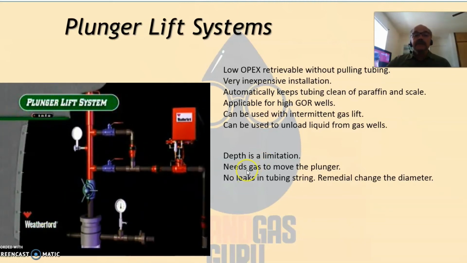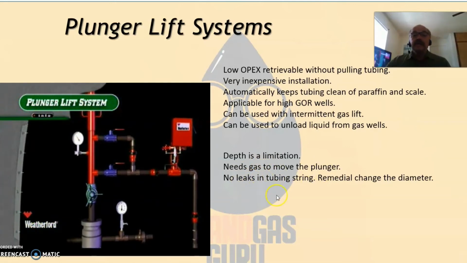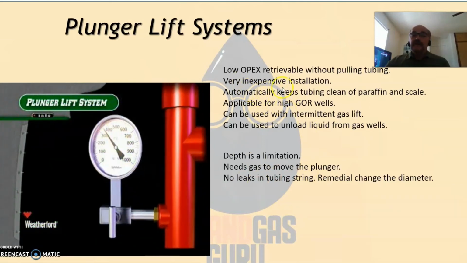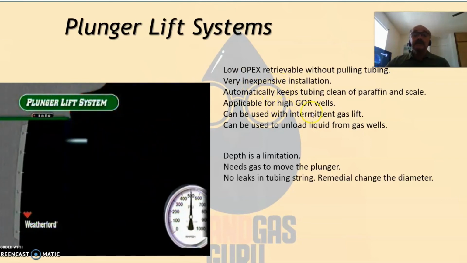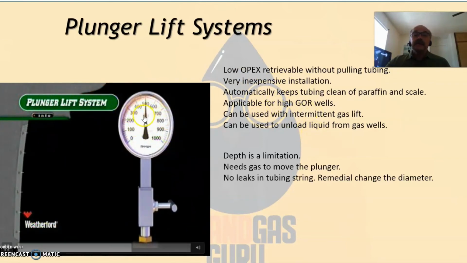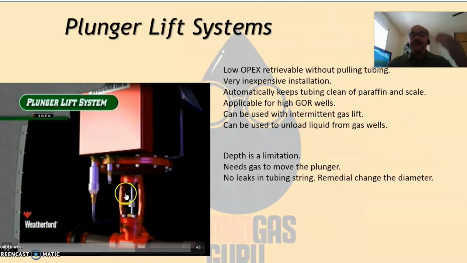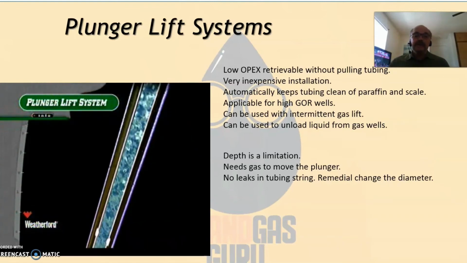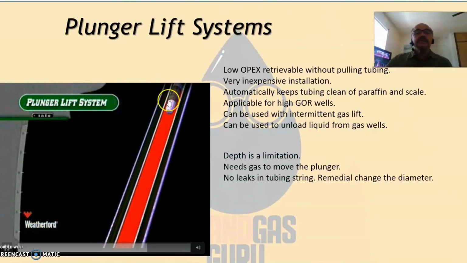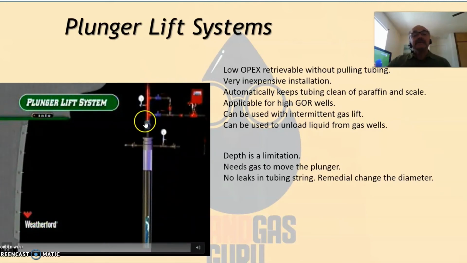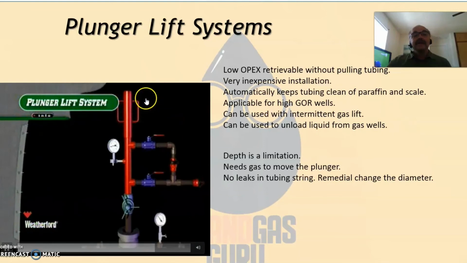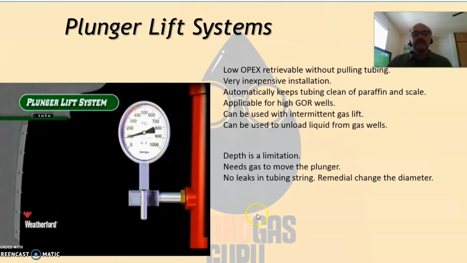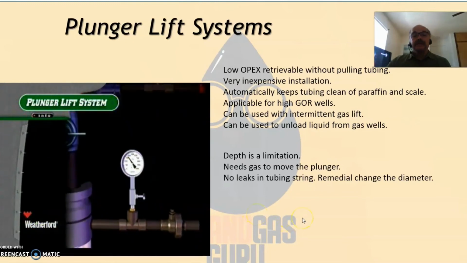And depth is a limitation. It needs gas to move the plunger. And when we have a leak in the tubing, we might need a rig. But installation and maintenance are very inexpensive, and it's set to pressures that release the plunger to the bottom of the well. According to the casing pressure and the pressure of the gas at the bottom, it pumps it to the surface, and it gets caught here. And then when the pressure drops again, it goes back to the bottom of the well.